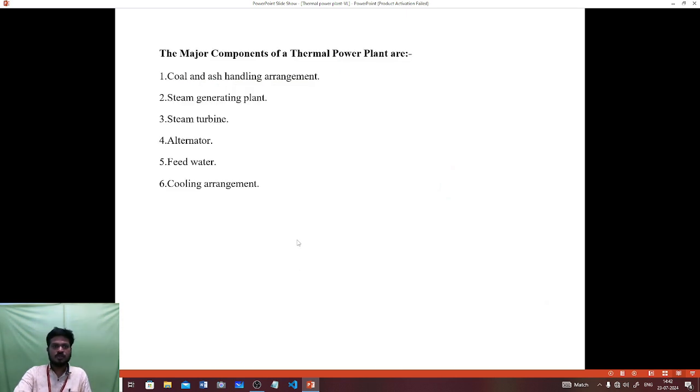Next, we are going to see about the major components of a thermal power plant. Number 1, ash and coal handling and arrangement. Number 2, steam generating plant. Number 3, steam turbine. Number 4, alternator. Number 5, feed water. Number 6, cooling arrangement.